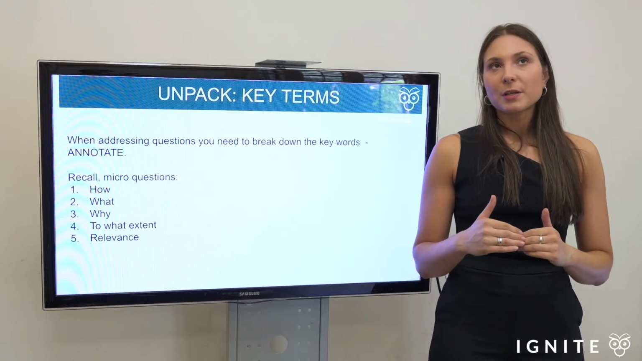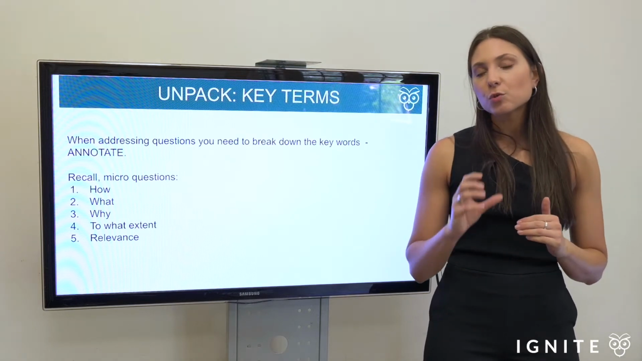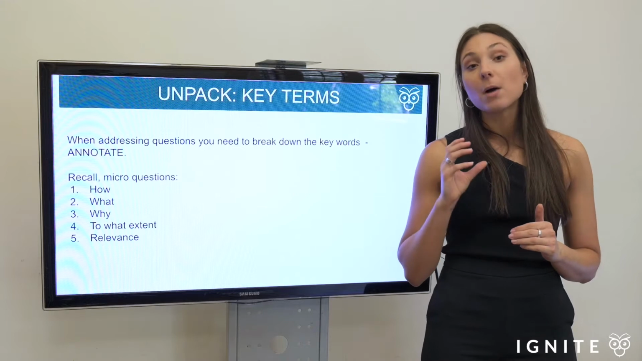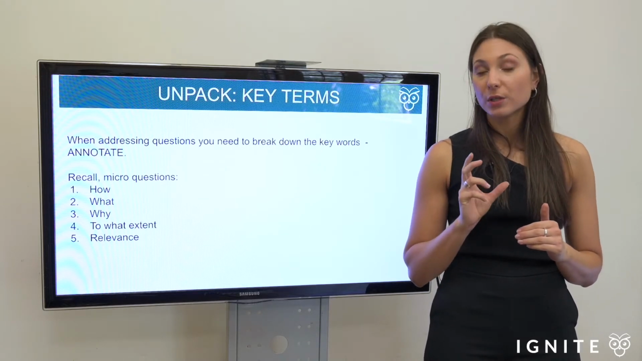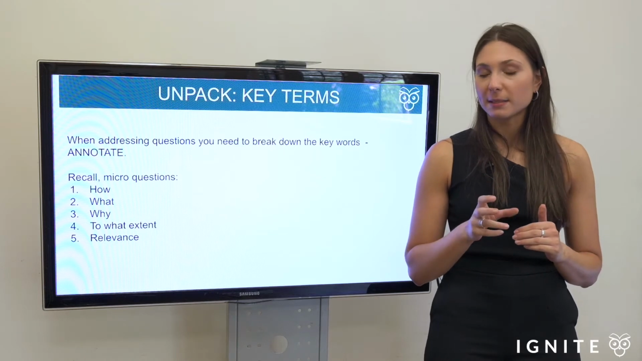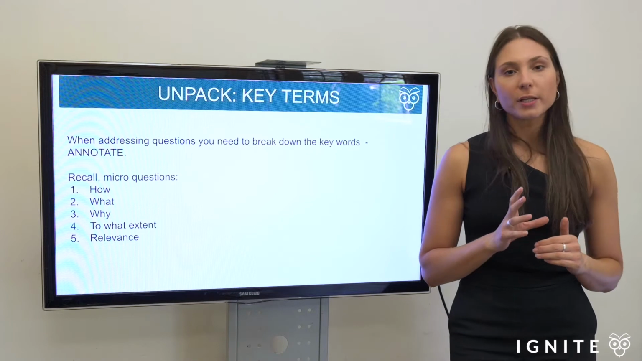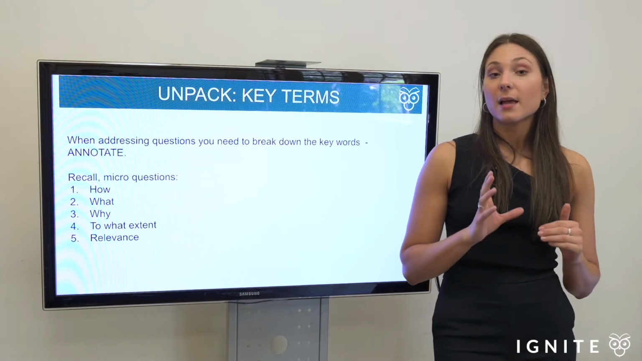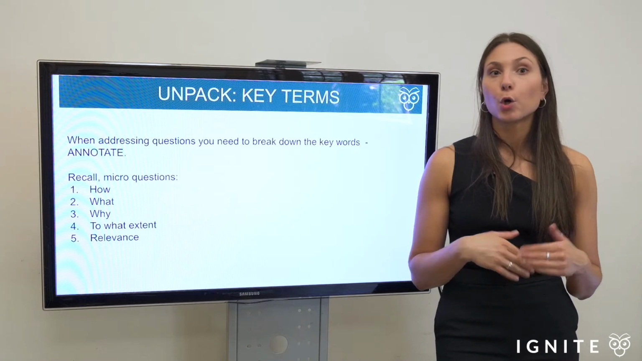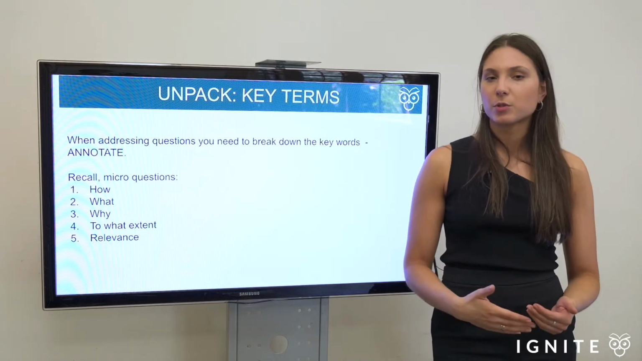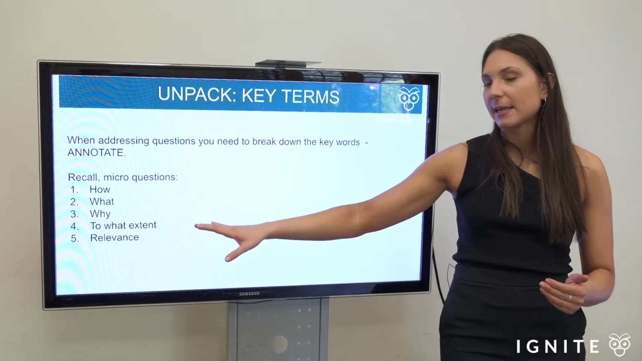To write that, you need to identify the keyword in the question and then do what I call apply micro questions to that key term to draw out what you can say and flesh out in your topic sentence. So here the key term is manipulation. You don't want in your topic sentence to merely state William Shakespeare evokes manipulation in Macbeth. You want to tell me who is manipulating, how are they doing the manipulating. You want to work through some micro questions: how, what, why, to what extent, and relevance.